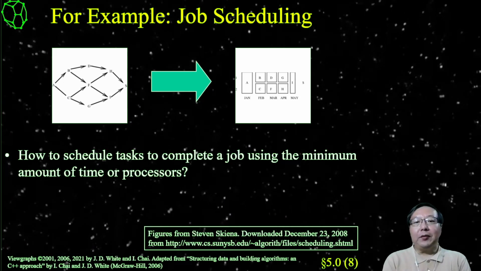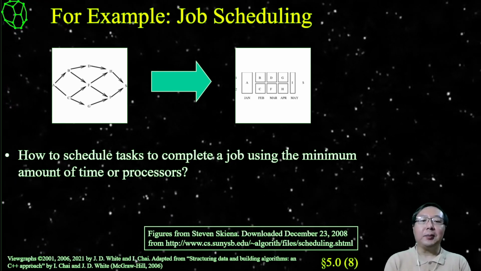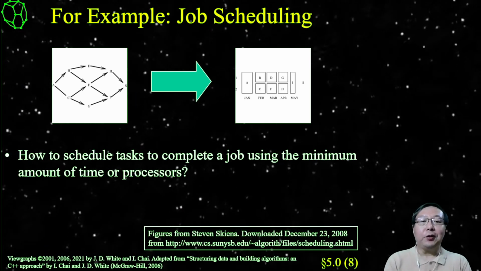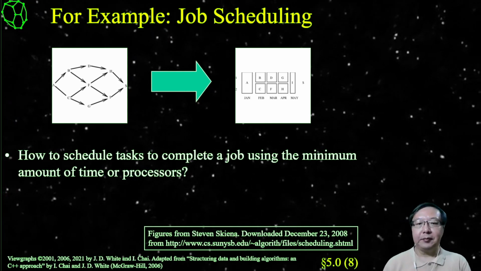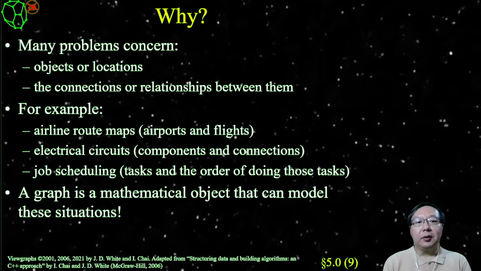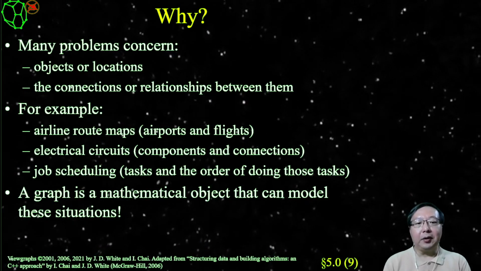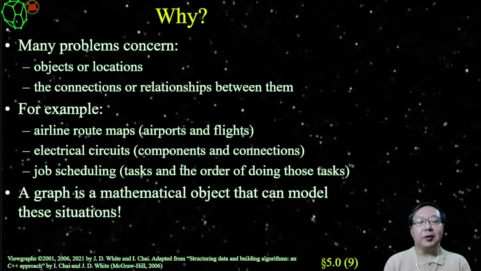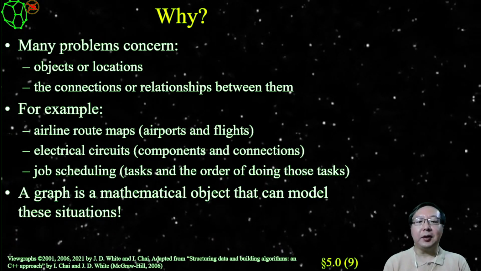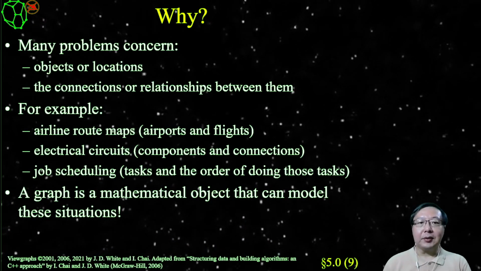Okay, for example, we have job scheduling. We want to schedule a task to complete a job using the minimum amount of time or the minimum amount of processes. It could also be a graph. Okay, so a graph is a mathematical object that can model all these situations: airline routes of the airports and flights, electrical circuits of components and connections, and scheduling jobs, the task and the order of doing all those tasks.